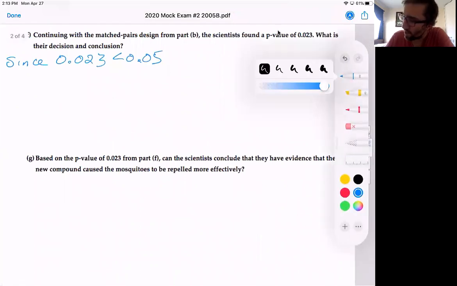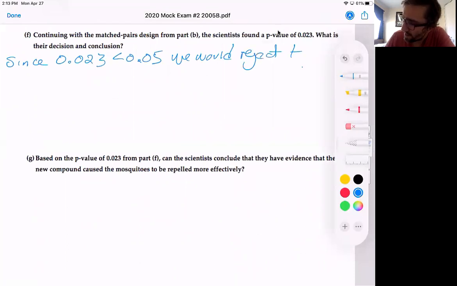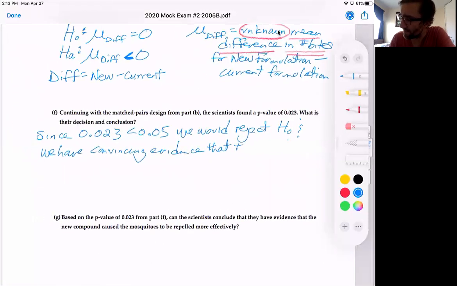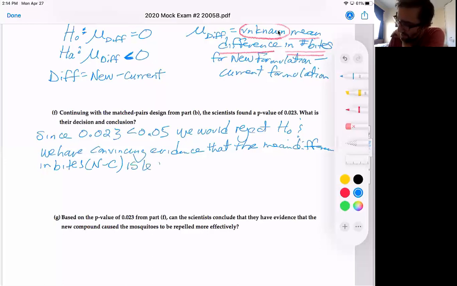Okay, so we would reject H0, and we have convincing evidence that the new formulation, well, let me say it this way. Based on the hypothesis that we just wrote up here, that the mean difference in bytes, new minus current, is less than 0.